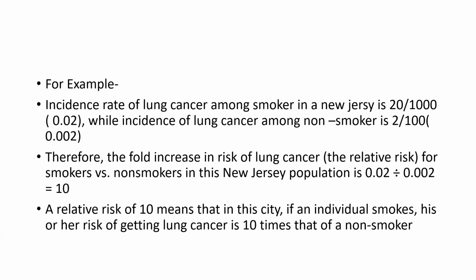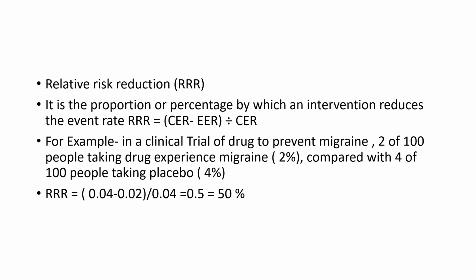For example, the incidence rate of lung cancer among smokers in New Jersey is 20 per 1000, while the incidence of lung cancer among non-smokers is 2 per 1000. Therefore, the fold increase in the risk of lung cancer for smokers versus non-smokers in the New Jersey population is 10. So relative risk is 0.02 divided by 0.002. A relative risk of 10 means that in this city, if an individual smokes, his or her risk of getting lung cancer is 10 times that of a non-smoker.